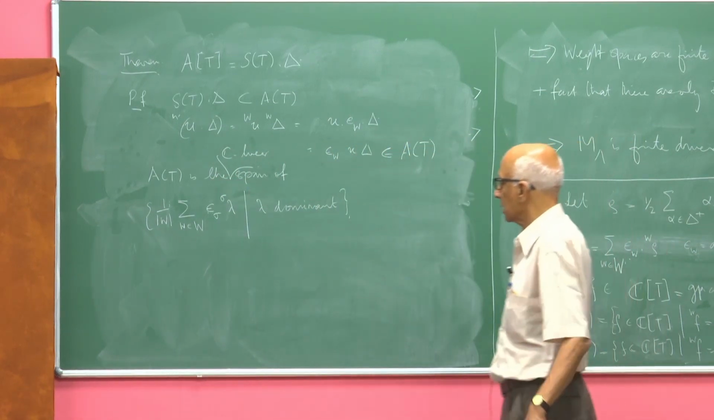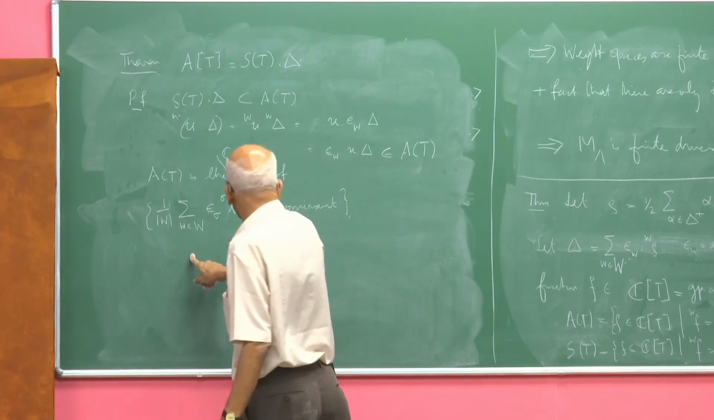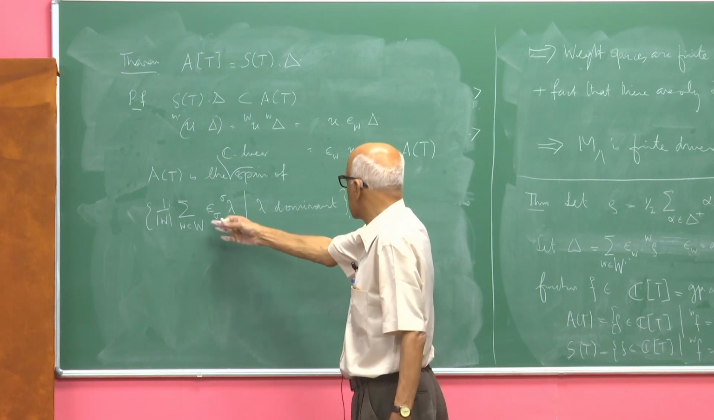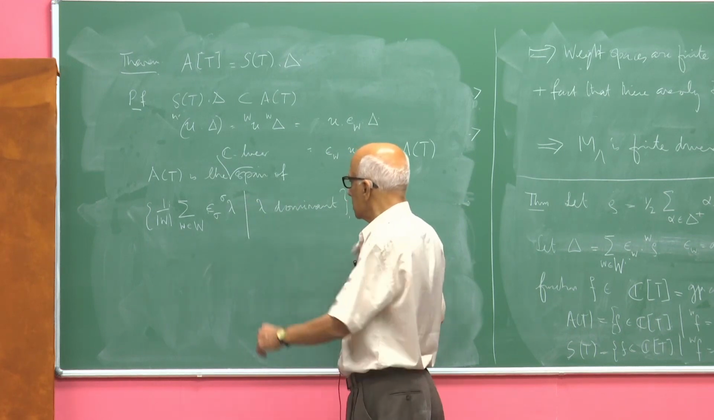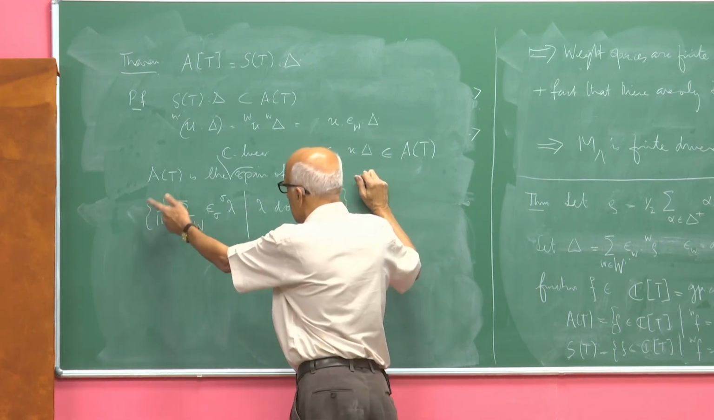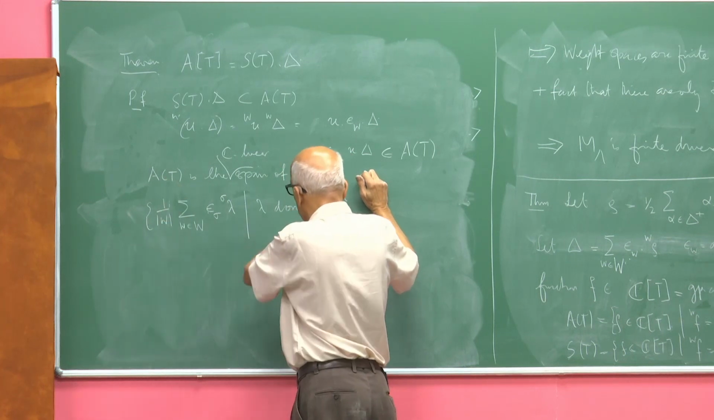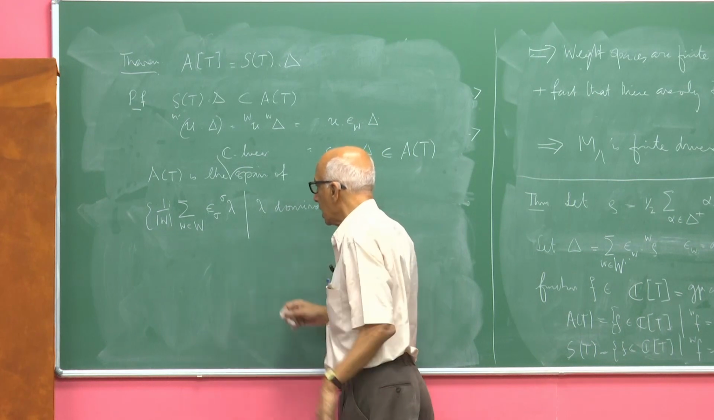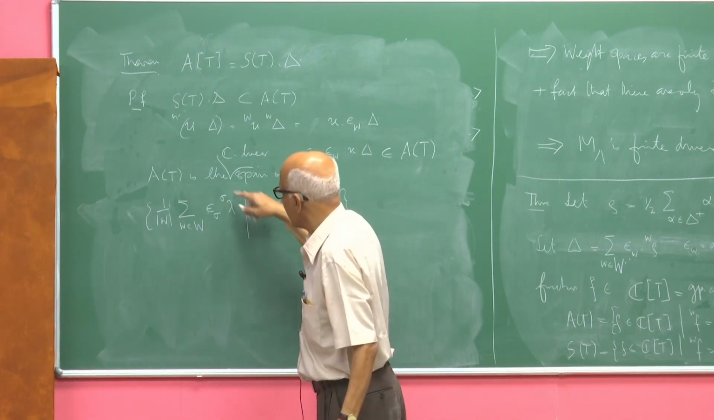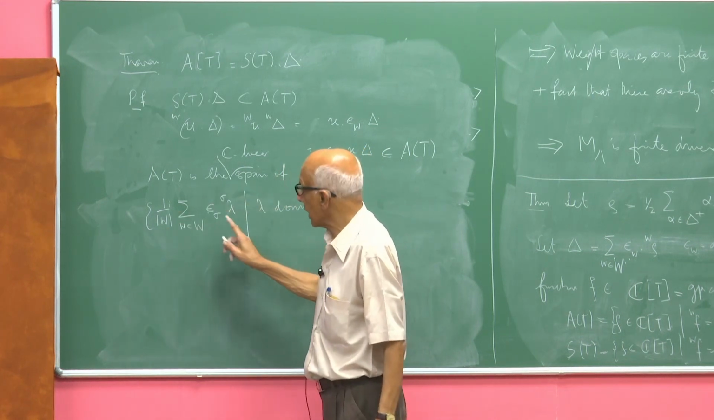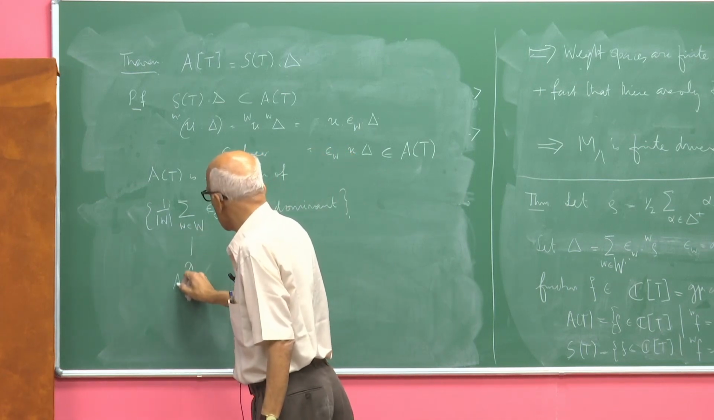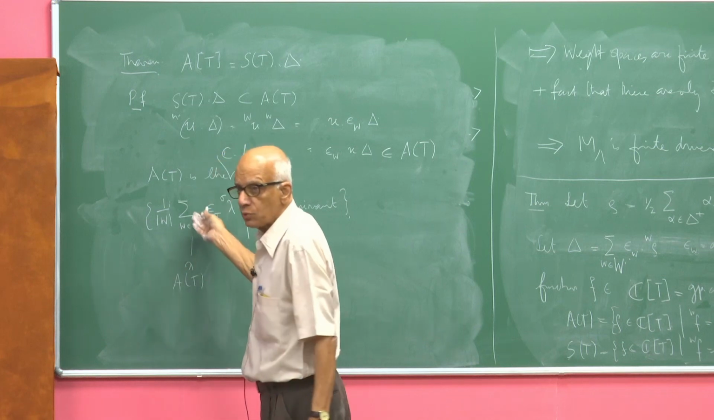See, I want to claim that this AT is spanned by all such things. That is, I take a dominant character lambda and then do this kind of averaging. This will land you, obviously, in AT; that is obvious.